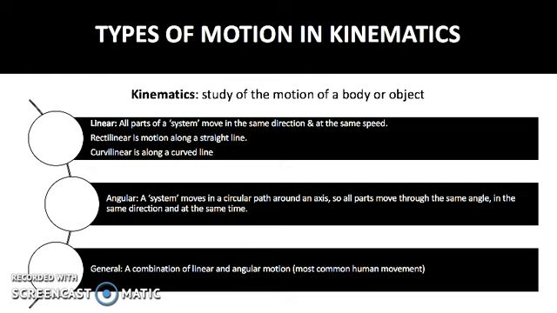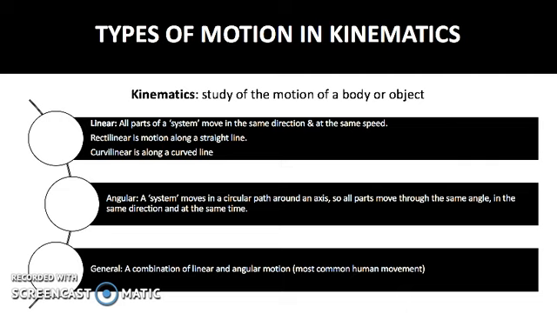Specifically within this, rectilinear motion is motion that's on a straight line, and curvilinear motion is obviously on a curved line. This would again mean that all parts of that system are moving in the same direction and at the same speed, but this might be curved or straight.